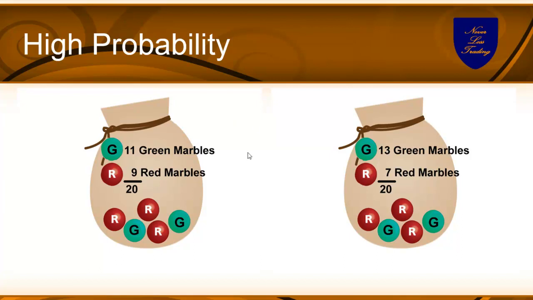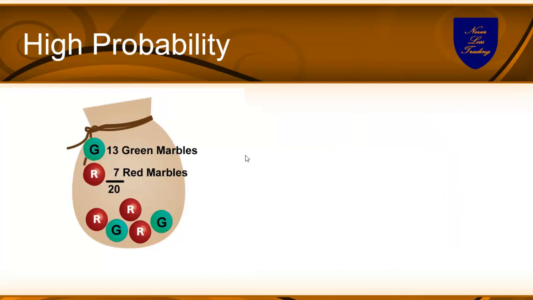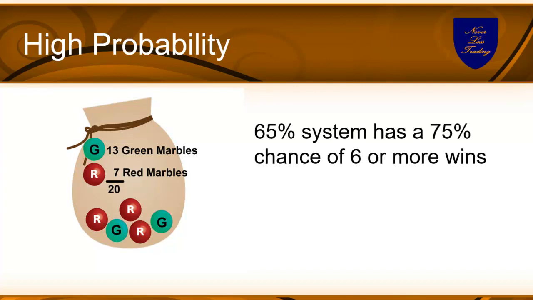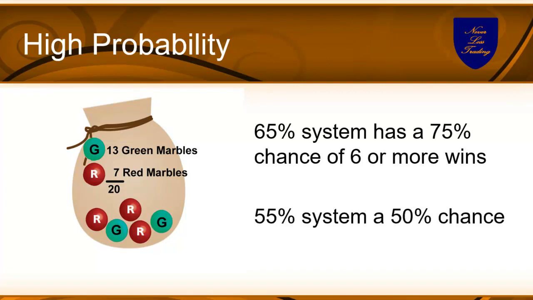And so if we use a simple Bernoulli experiment and say, okay, what is my chance of winning 6 or more times out of 10 draws? The idea is pretty clear. A 65% system has a 75% chance of 6 or more winners. At a 55% system, you're only at a 50% chance. You're random. Yeah, you can celebrate your winners, but long term, you'll not make money. So therefore, we have algos and things developed that help you to trade at high probability opportunities.